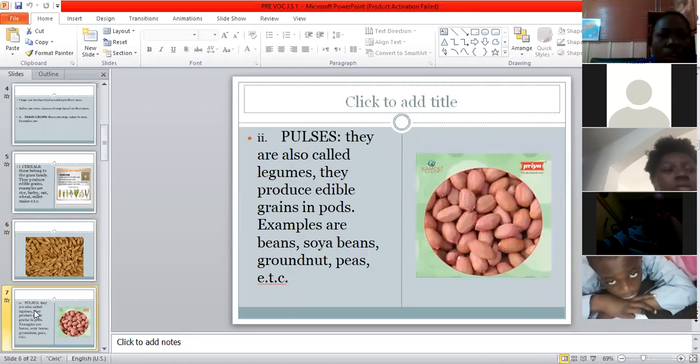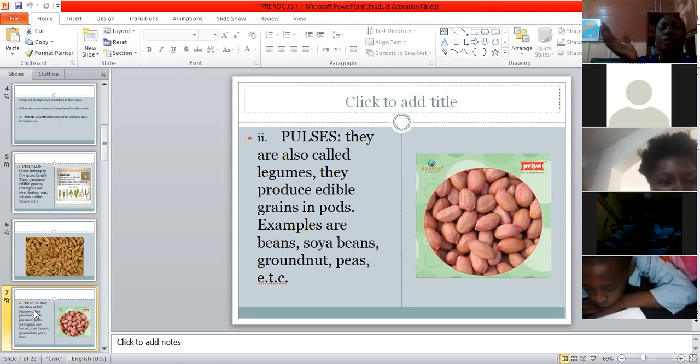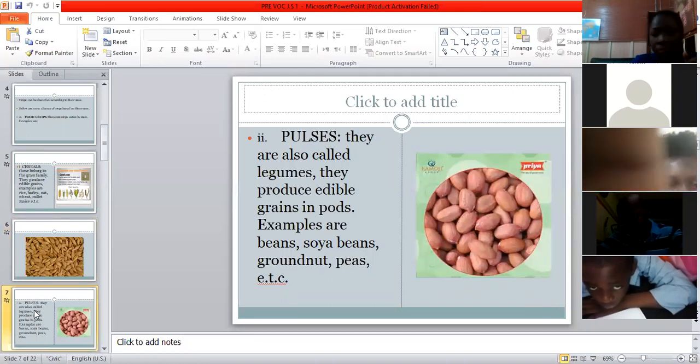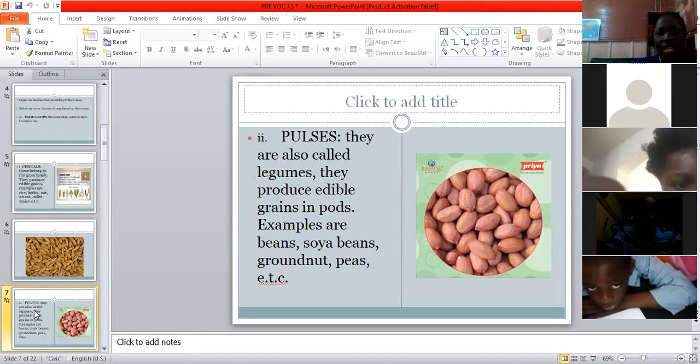Then the second class of crops based on the uses is what we call the pulses. Generally, we refer to pulses as legumes. Pulses are grains in pods. They are edible. We can eat them boiled or roasted, depending on your own choice. Examples of pulses are the normal beans we eat, which we refer to as cowpea. Then we have soya beans, groundnuts, green peas, kidney peas. These are all examples of pulses or legumes.